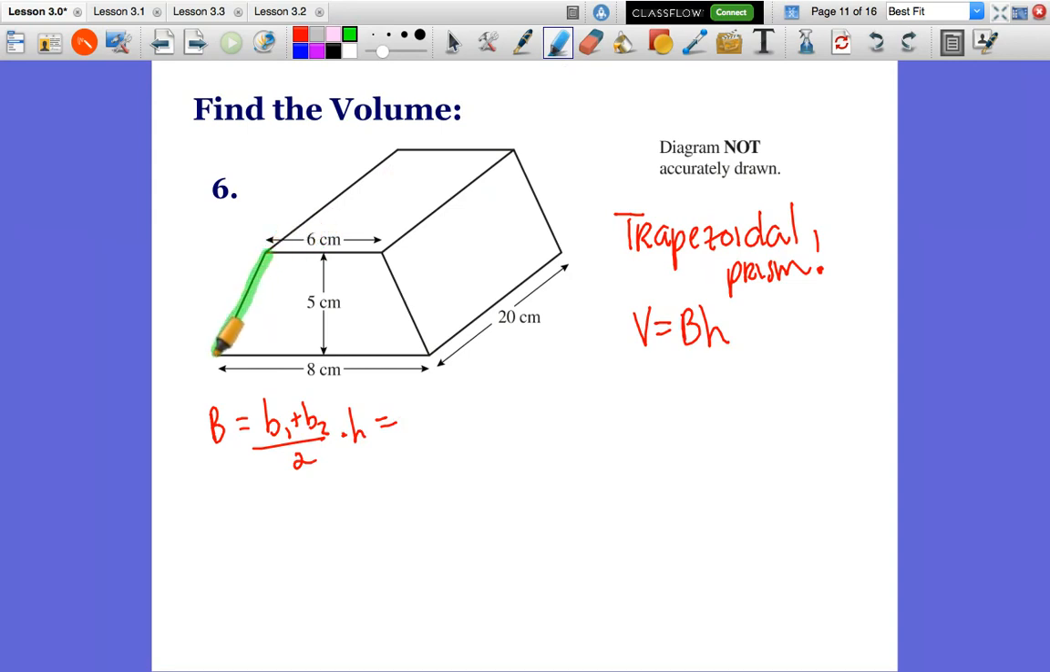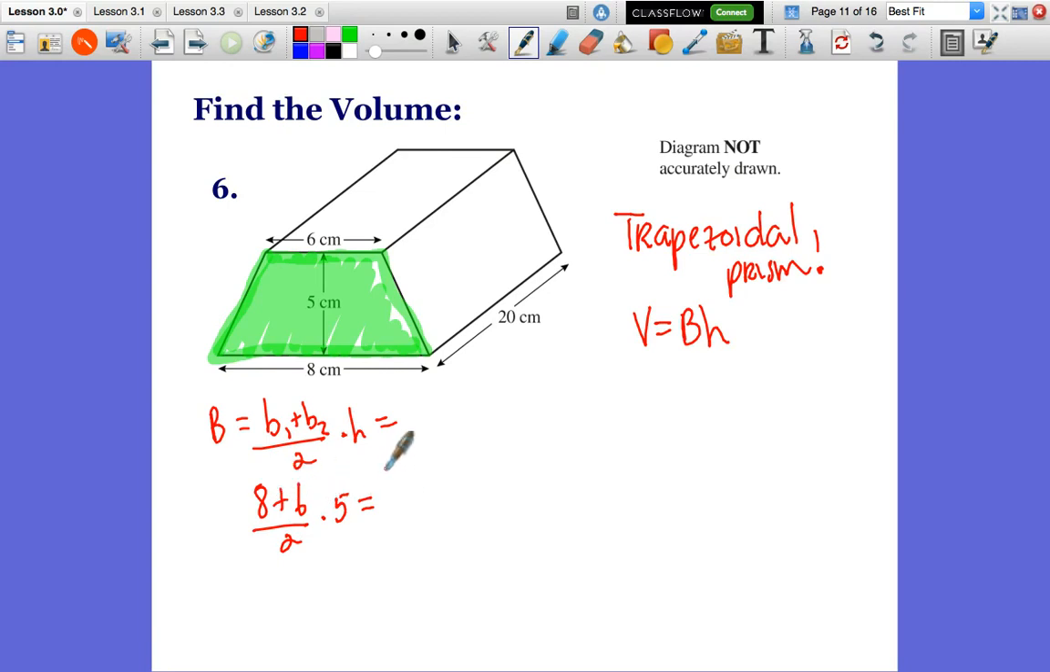So here, even though it's not on the bottom, if you tried to look at what was on the bottom, it's not congruent to what's on the top. This base, though, there's going to be one here and one on the other side. Even though it's not sitting on its base, you've got 8 plus 6 divided by 2 times the height of it, the distance between those two bases.